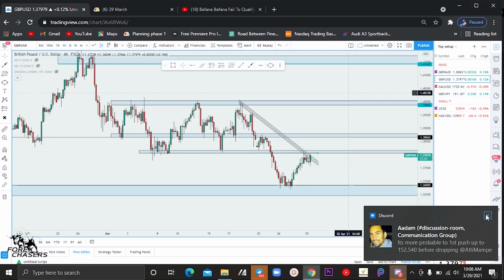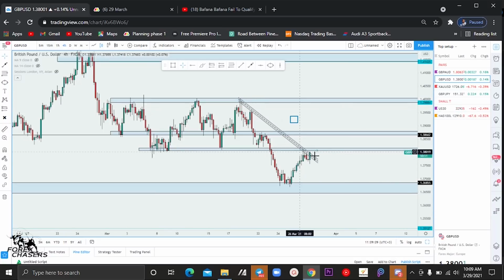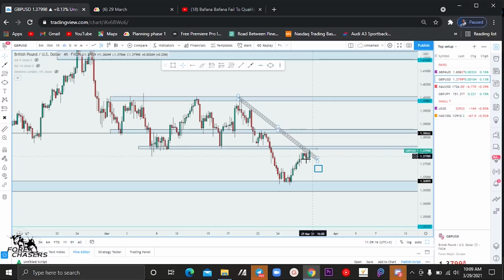The reason for that is that we are still trading below this trend line, guys. Once we break above the trend line and we break this resistance, then that's when my bias can change to, okay, maybe the market is now matured enough to continue pushing to the upside. But other than that, I just want to see price coming back here.